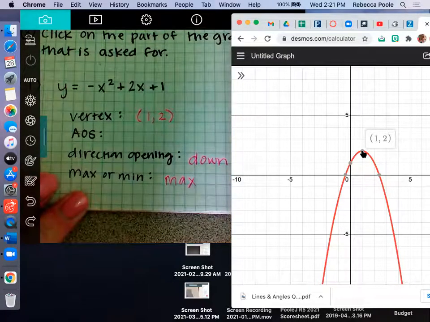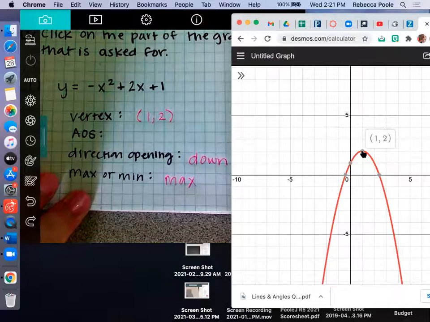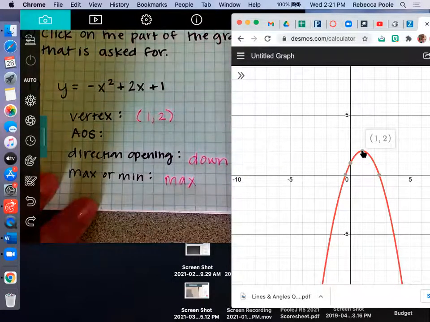Now be careful on this next part. The axis of symmetry is a line that goes through the middle. So I want you to watch.